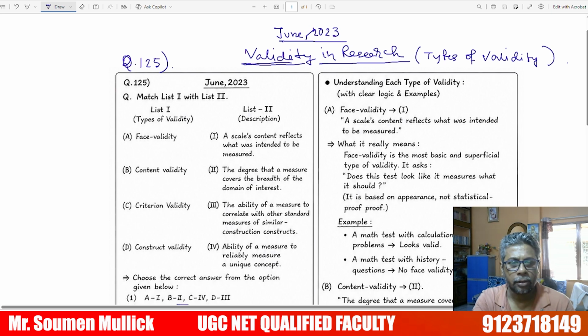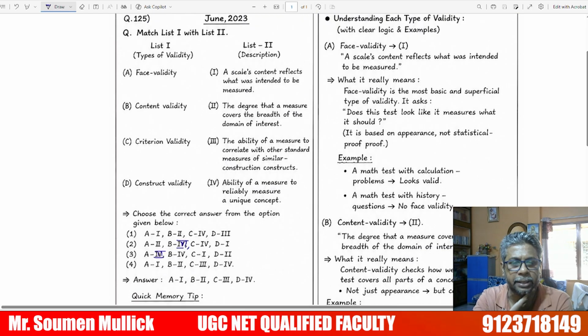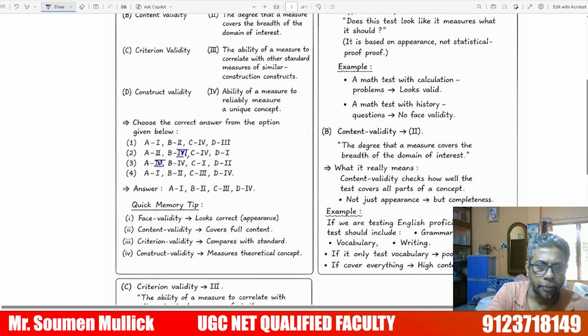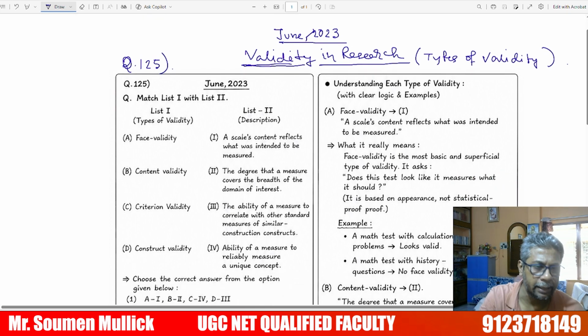Number 1, a scale content reflects what was intended to be measured. Number 2, the degree that a measure covers the breadth of the domain of interest. Number 3, ability of a measure to correlate with other standard measures of similar constructs. Next, ability of a measure to reliably measure a unique concept. First of all, we have to understand the types of validity, then we solve this question.